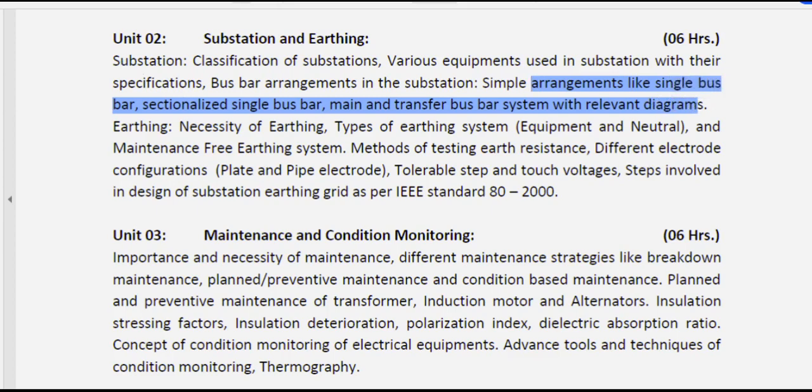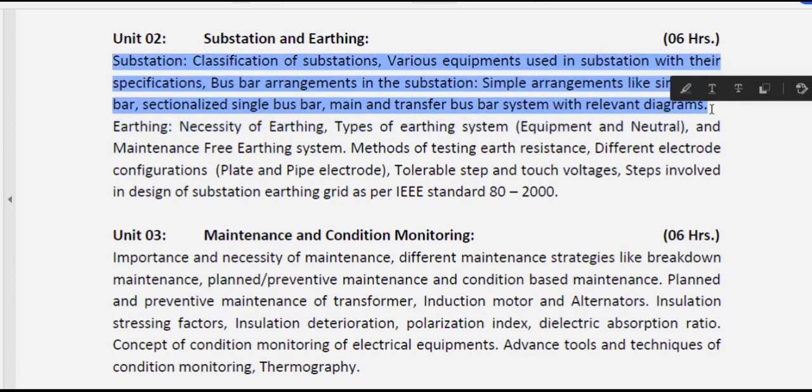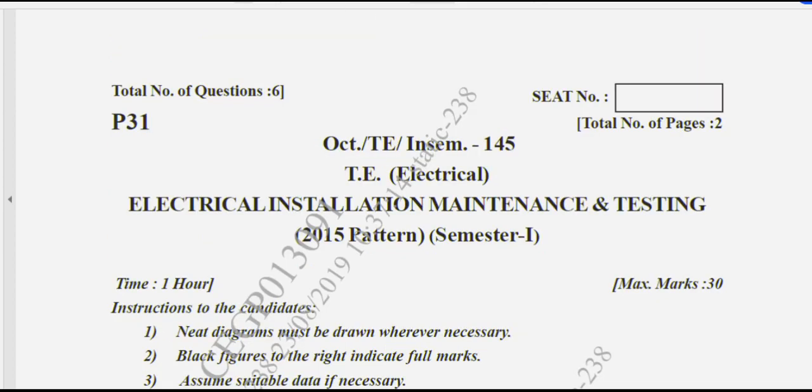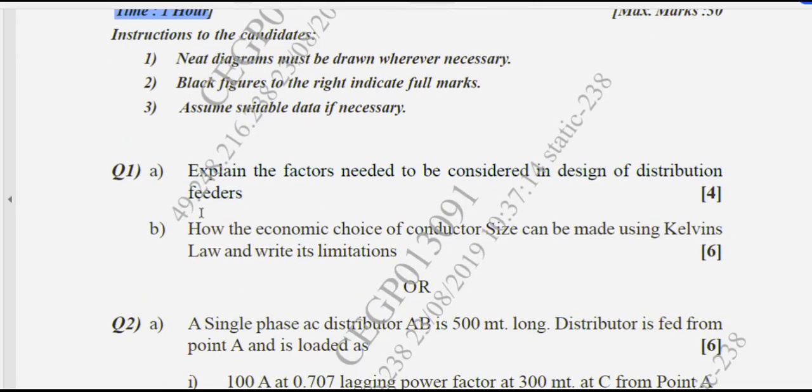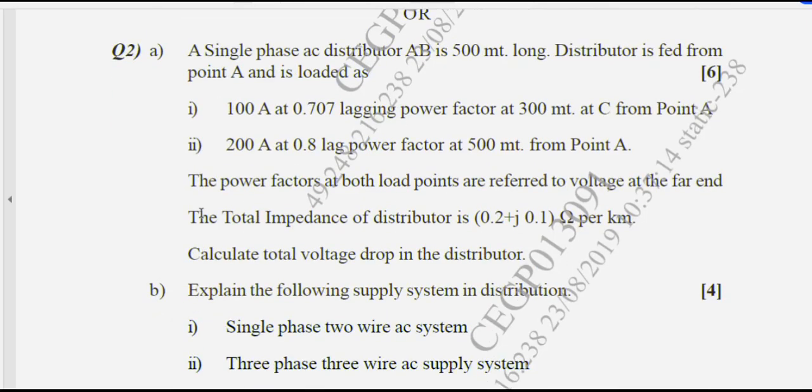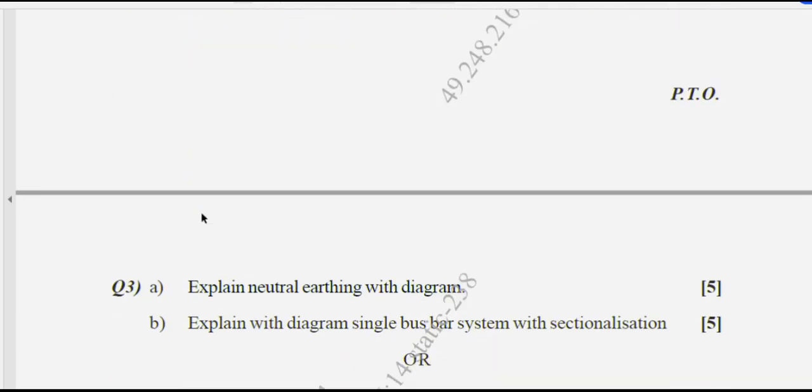Now, in today's class, we will discuss the question paper based on this unit number 2. So let's go to the question paper. This is the question paper of the in-semester exam. For these 30 marks, 1 hour is allotted. Now we will discuss the unit number 2 questions.